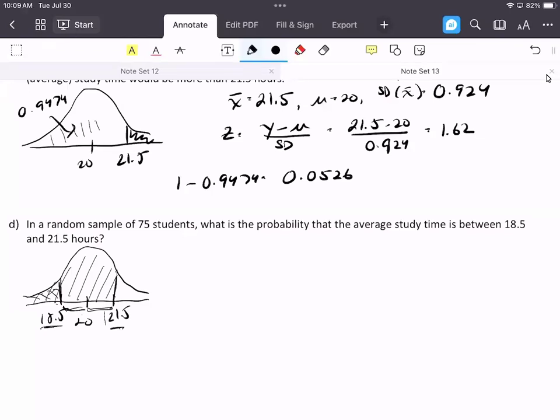We did that a lot early in the quarter, so I'm going to tell you that the answer is 0.948. And please make sure you practice so that you can get that. If you're struggling at all, please come to office hours. So what does that tell us? So about 89.5% have an average study time between 18.5 and 21.5 hours.